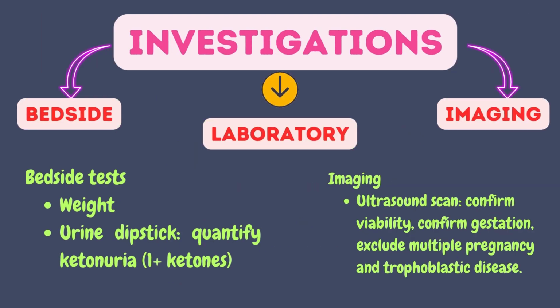In hyperemesis gravidarum, the diagnosis is often clinical. However, we can do certain investigations mainly to evaluate the stability of the patient, to evaluate risk factors, and to exclude differentials. Investigations are divided into bedside, lab tests, and imaging. In bedside investigation, you would look for weight and perform a urine dipstick to quantify ketonuria. As far as imaging is concerned, you are looking to confirm viability and gestation, exclude multiple pregnancy and trophoblastic disease.